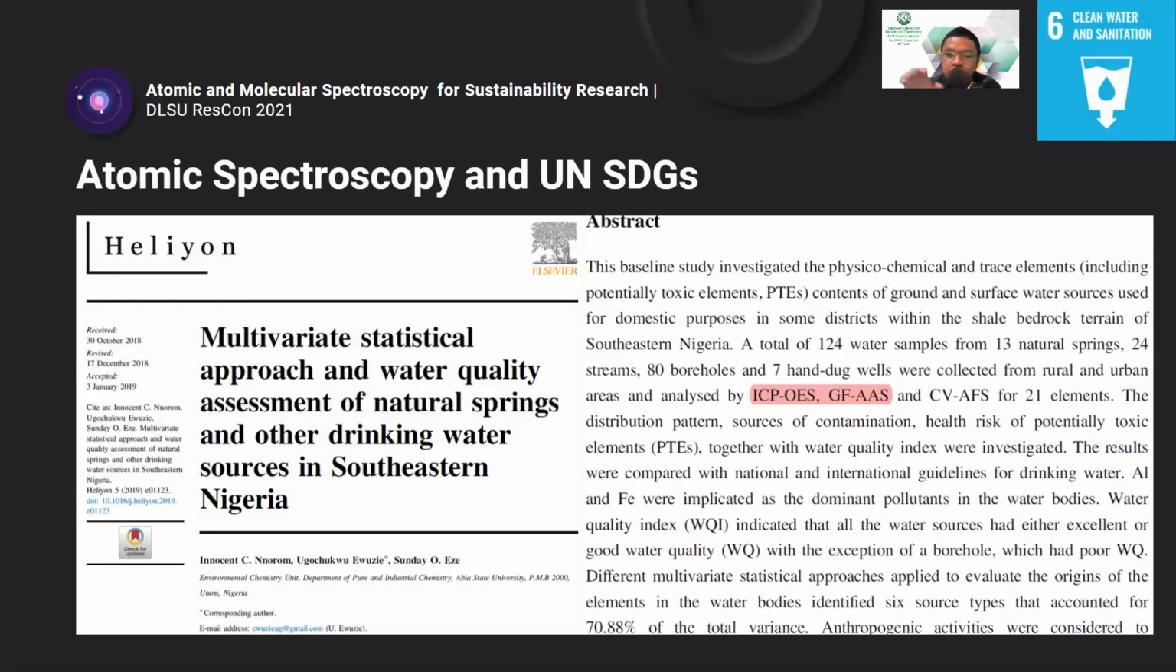elements kasi dun sa drinking water standards ay may limits. So may mga ppm, ppb. So ppb naman, they use graphite furnace AAS. So again, this can be replaced by an ICP-MS if you need them. So it's a quite relatively easy and available study kung may AAS ka to perform.